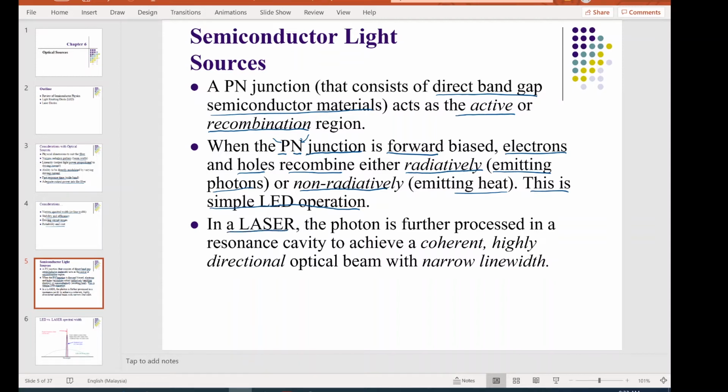That is for LED. For a laser, instead of just spontaneous recombination, the photons keep on bouncing in the cavity, and later on we have a coherent, highly directional optical beam with narrow line width. This type of emission is referred to as stimulated, and that is part of where the acronym laser came from.